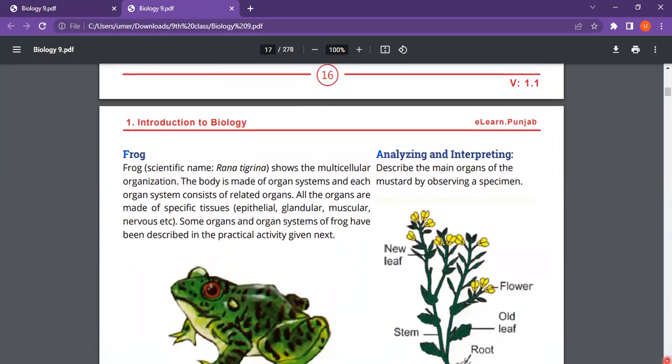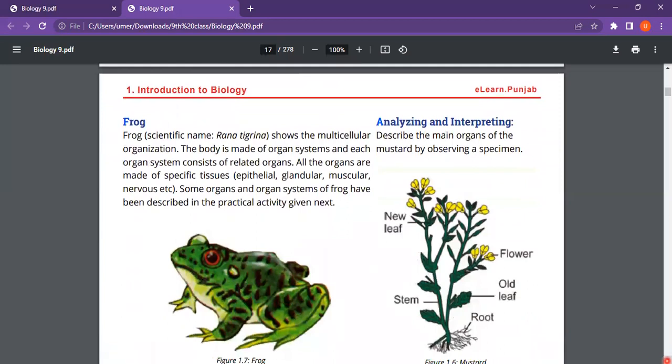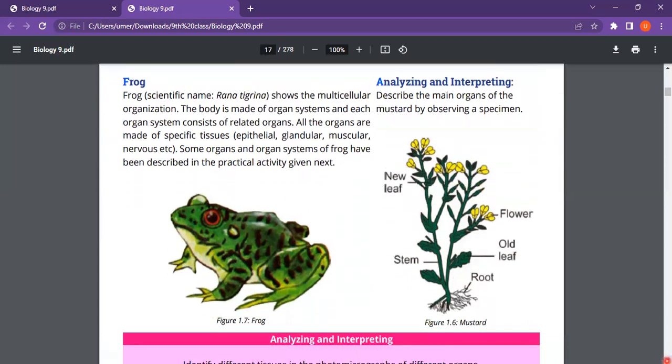The frog, scientific name Rana tigrina, shows multicellular organization. The body is made of organ systems and is mastered by observing a specific specimen. An organ system consists of related organs. All the organs are made of specific tissues: epithelial, glandular, muscular, nervous, etc. Some organs and organ systems of the frog have been described in the practical activity given next.